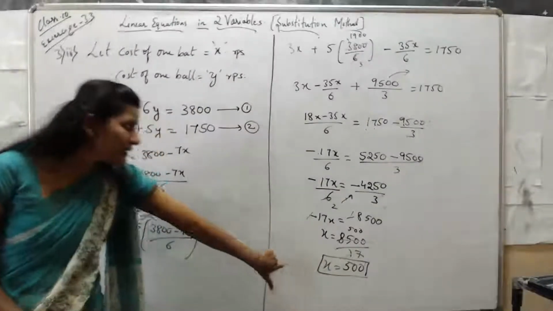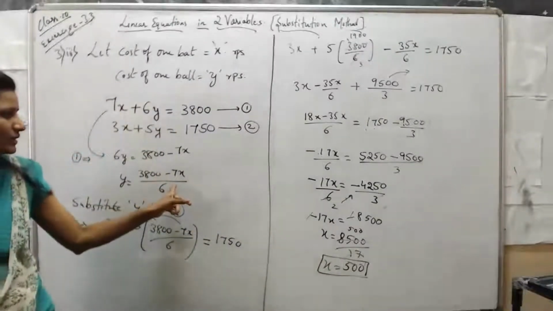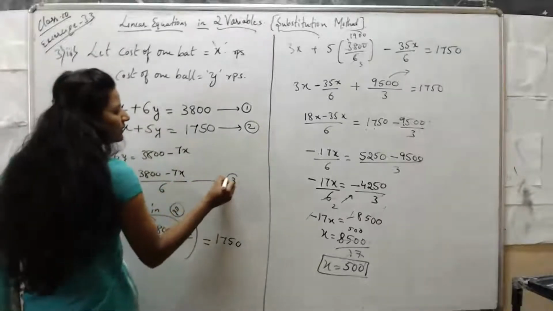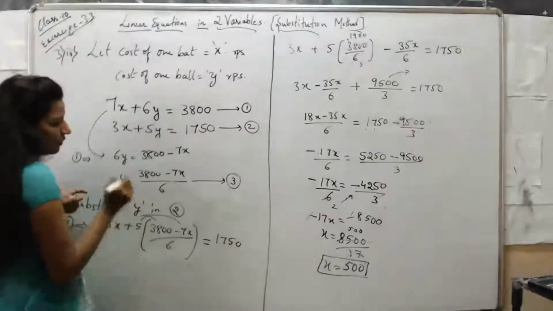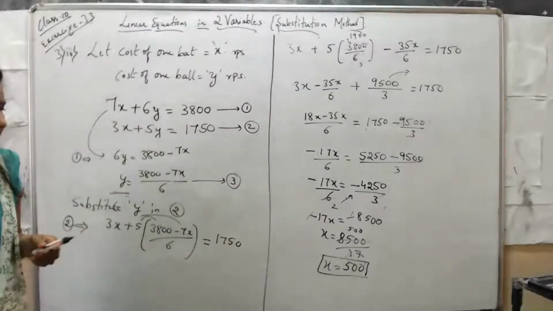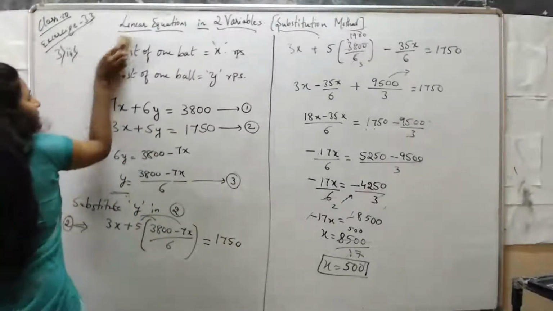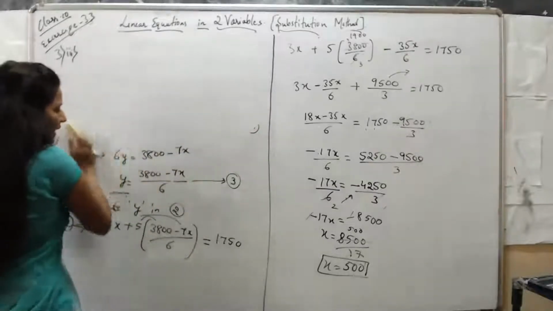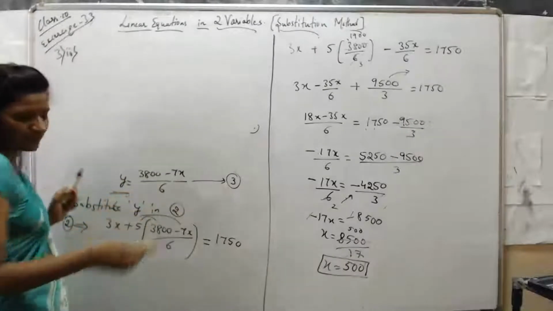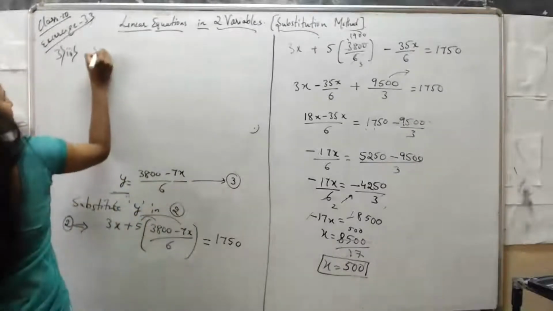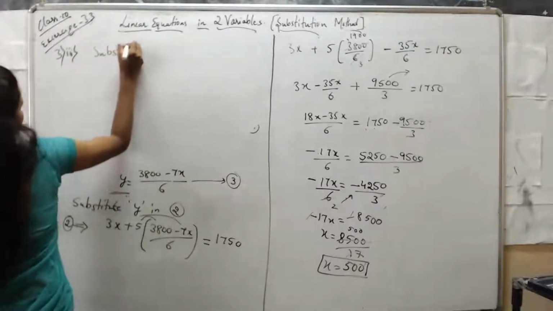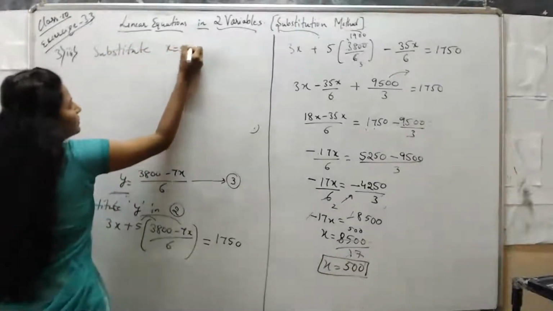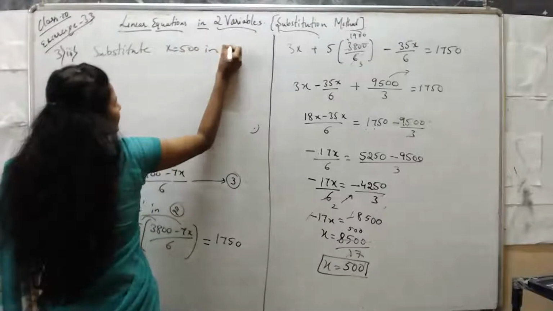Now substitute this x value in equation 3. In equation 3 you will get the y value. Let me start. To substitute x is equal to 500 in equation 3. So this is equation 3, substitute x is equal to 500 in equation 3.